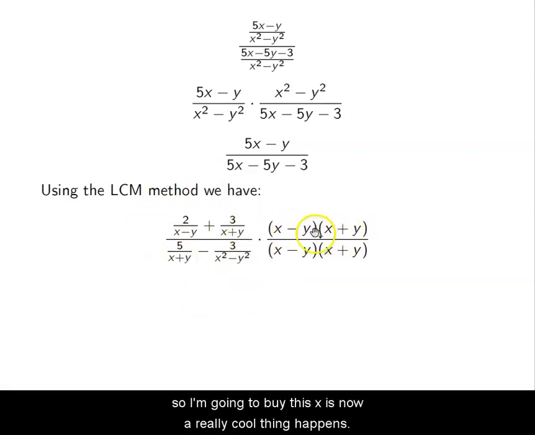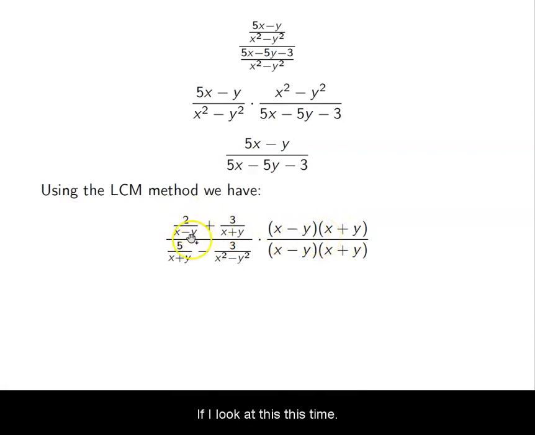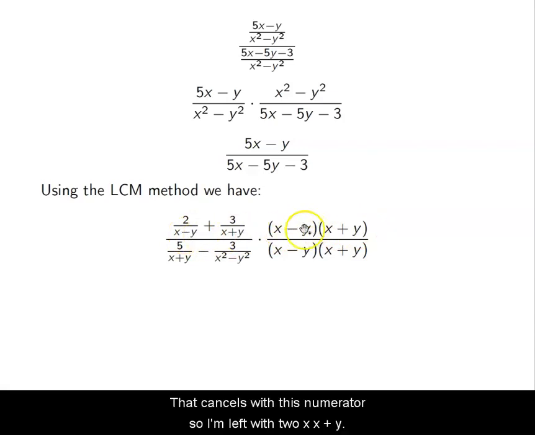So I'm going to multiply this times this. Now, a really cool thing happens here. If I look at just this term times the LCM, on the bottom I have x minus y. This multiplies across this entire top, just this numerator. So that's 2 over x minus y times x minus y times x plus y. There's an x minus y on the bottom. That cancels with this numerator. So I'm left with 2 times x plus y.